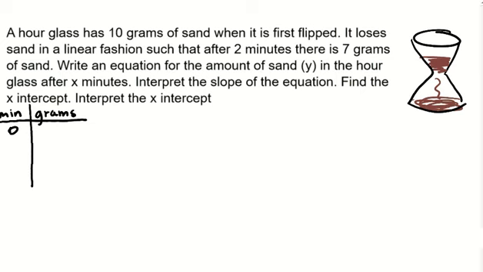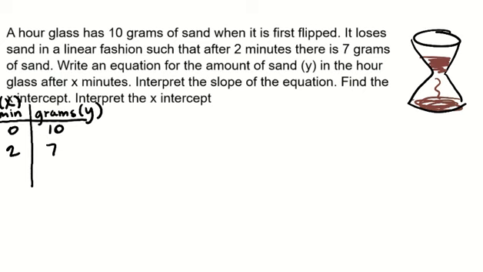So at 0 minutes, there are 10 grams of sand. And after 2 minutes, there are 7 grams. So the amount of sand is going to be y up there, and minutes is going to be x. Okay. So since we have a place where x equals 0, we have a y-intercept. So if we could just get a slope, we'll be able to write down an equation.